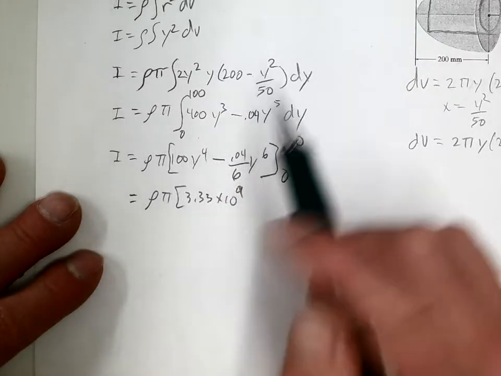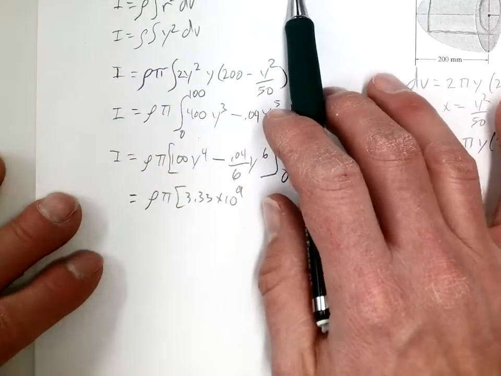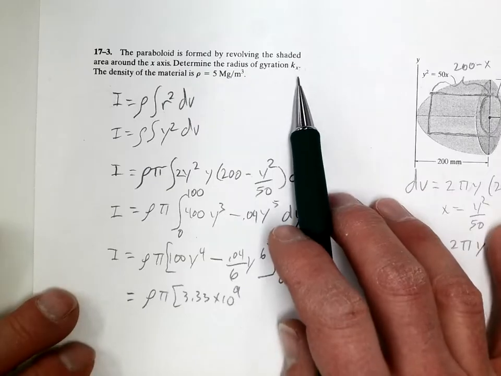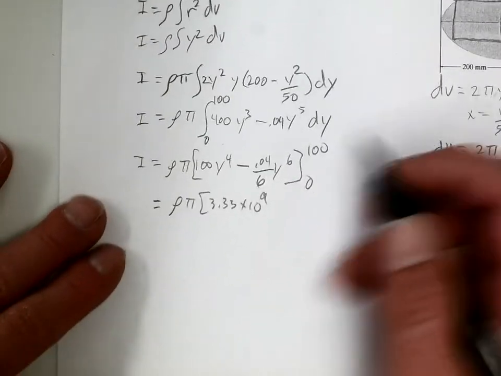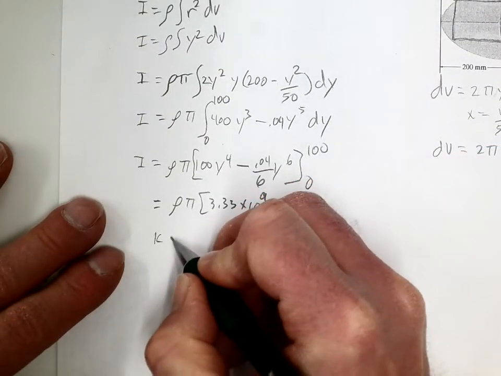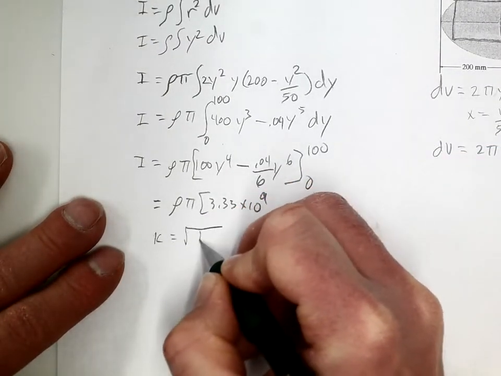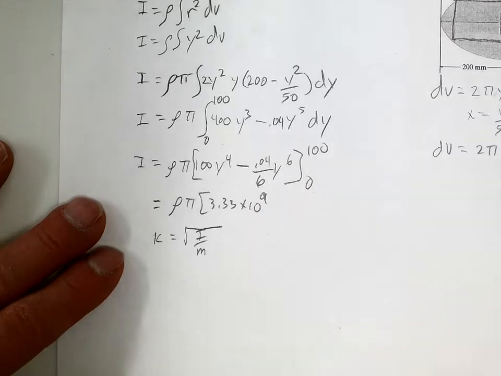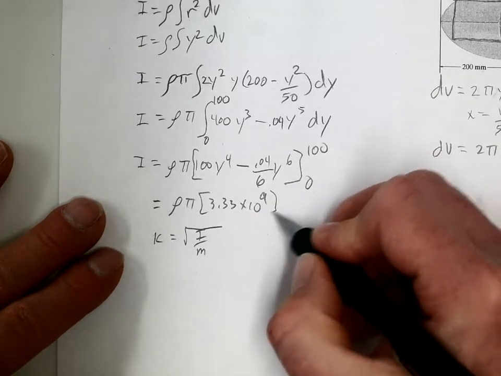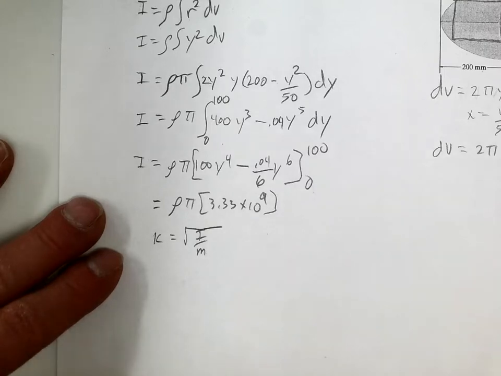Now, the problem isn't asking for I, it's asking for radius of gyration, k. And the radius of gyration, k, is equal to the square root of I over m. We have I. Now let's solve for m.